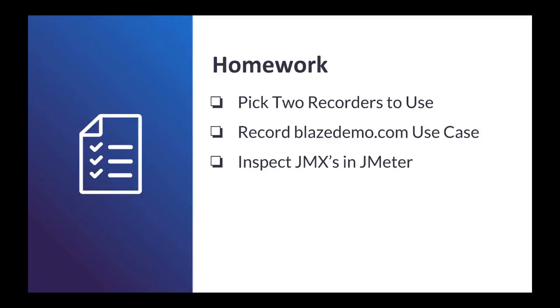Okay, for the homework, pick 2 of the 3 recorders we used today and record the blazedemo.com use case. Basically, go to the home page, pick origin destination, go through the whole flow. When you're done, open up the resulting JMXs in JMeter and compare them and just get familiar with what you see. That should do it.